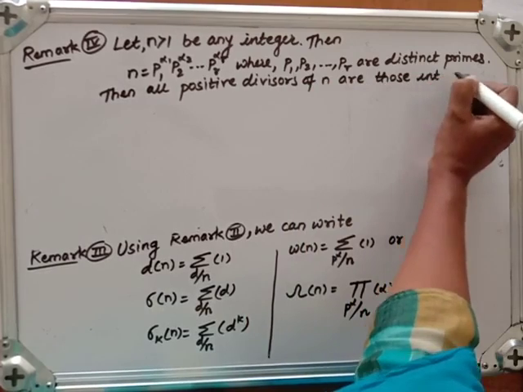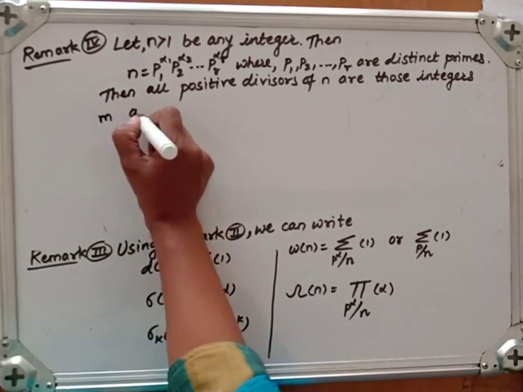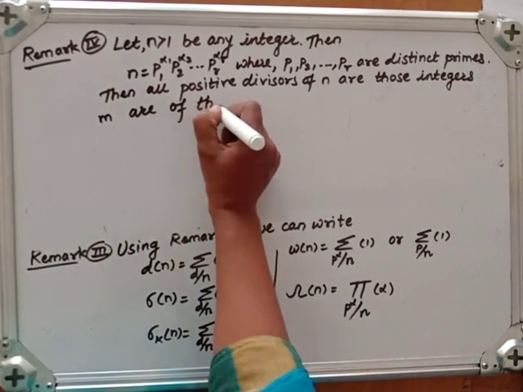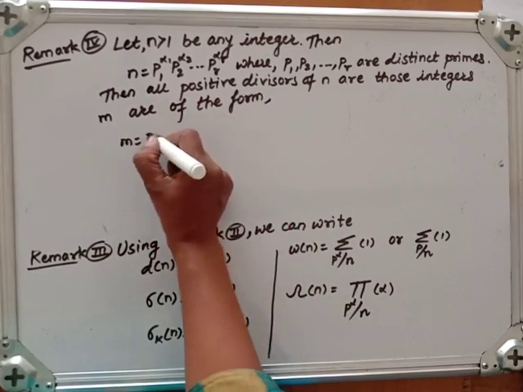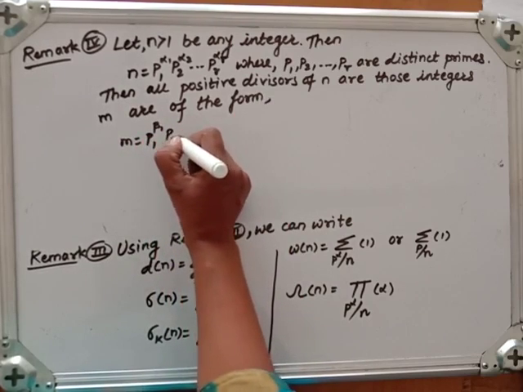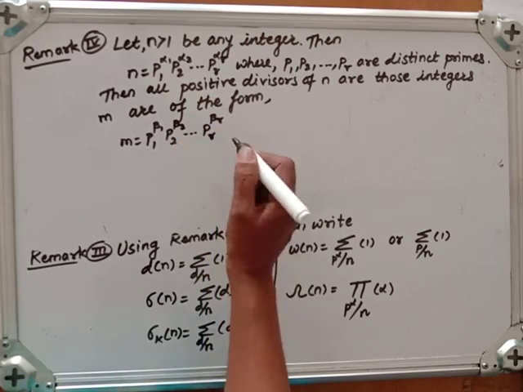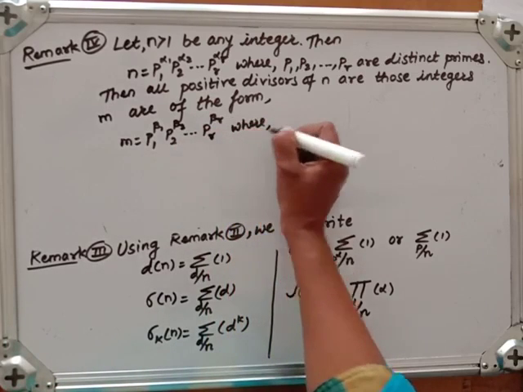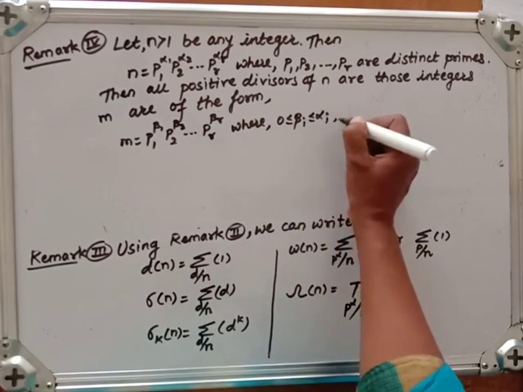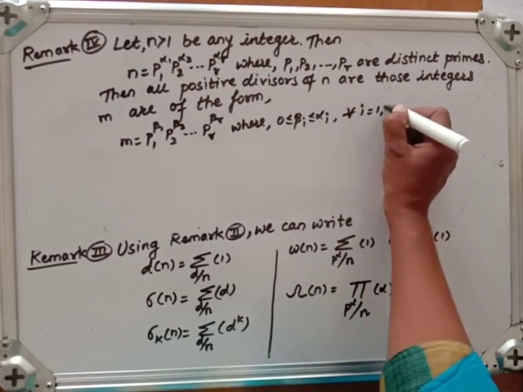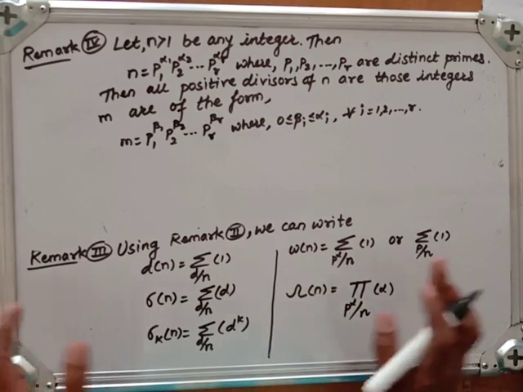those integers m that are of the form m equal to p1 raised to beta 1, p2 raised to beta 2 and so on up to pr raised to beta r, where 0 less than or equal to beta i less than or equal to alpha i for all i going from 1 up to r.